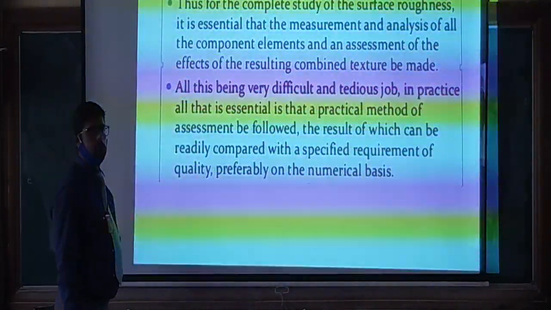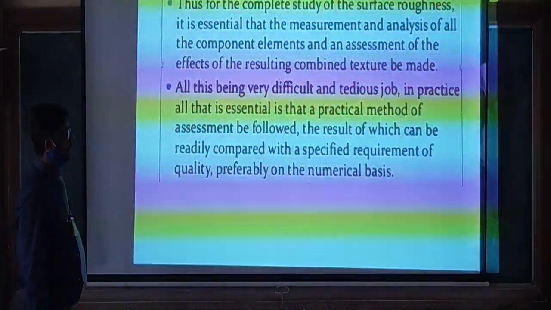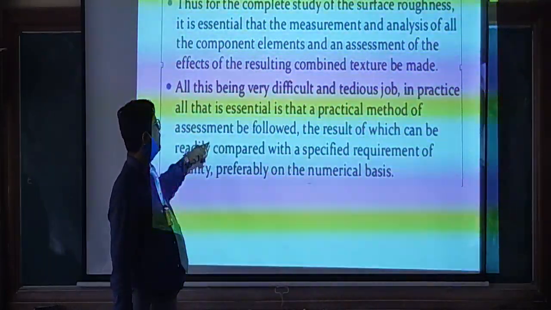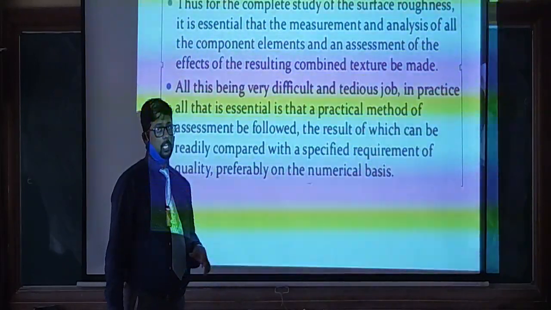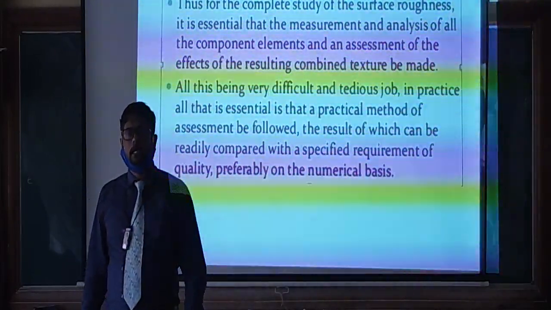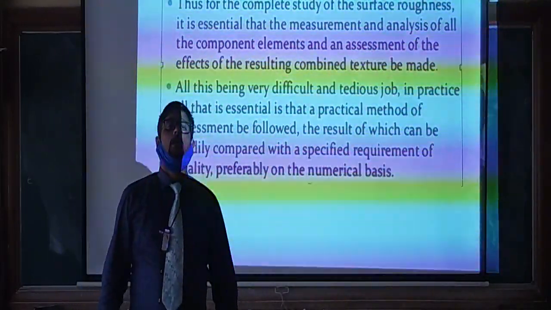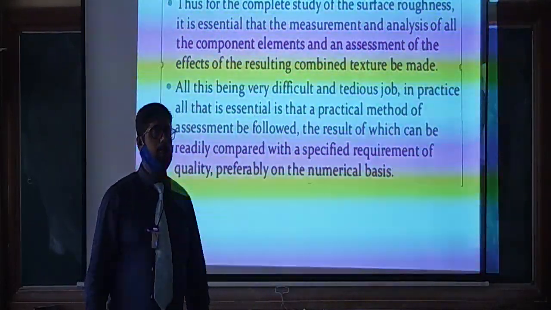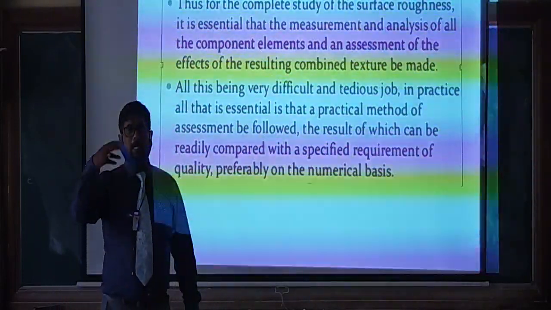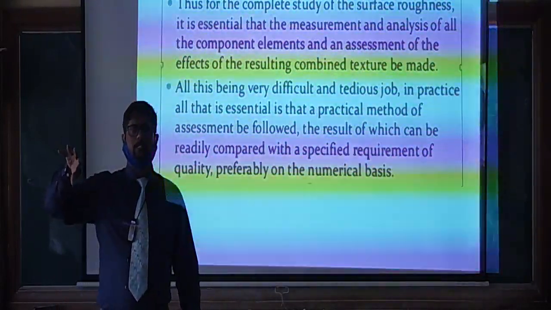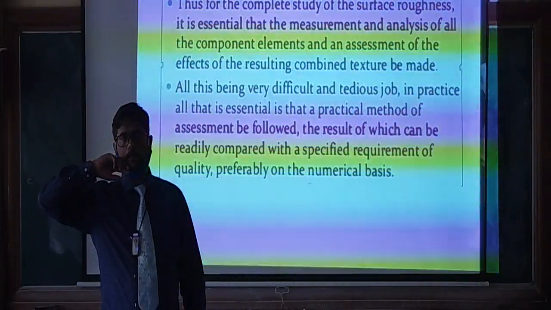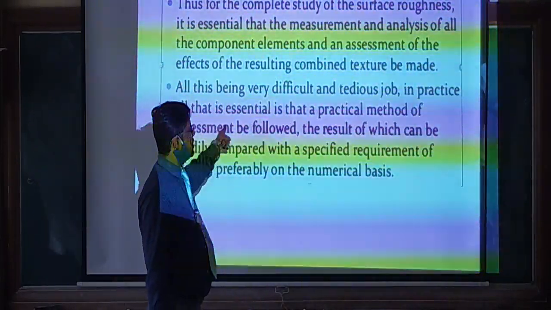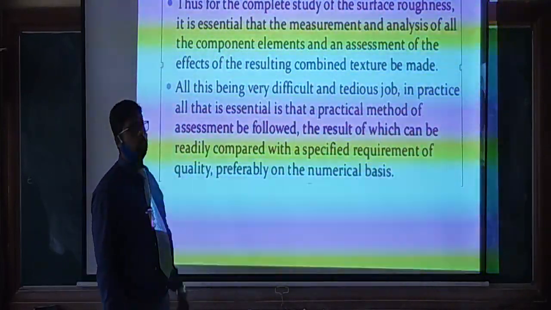Every time you have to set the parameters and you have to analyze the Ra value. In practice, all that is essential is that a practical method of assessment be followed. So whenever you are doing some machining on a cast iron part, like a hub part, recommended cutting tools and tool inserts are there for the CNC machine. So here it is essential that the practical method of assessment be followed.